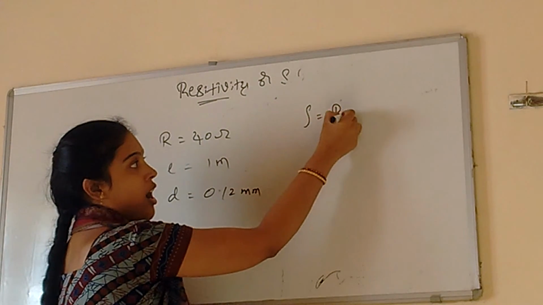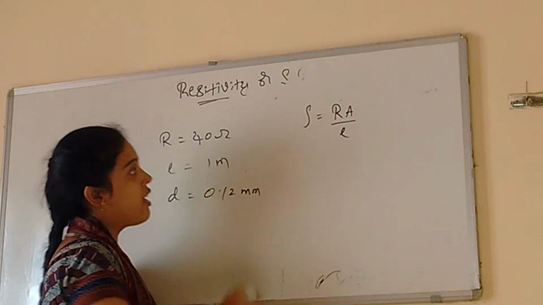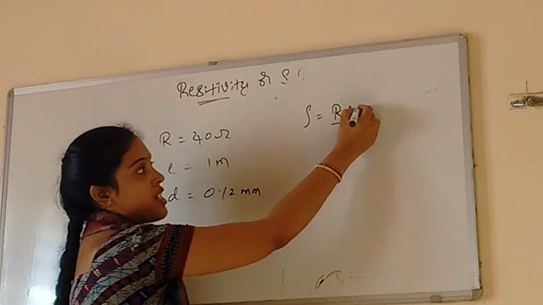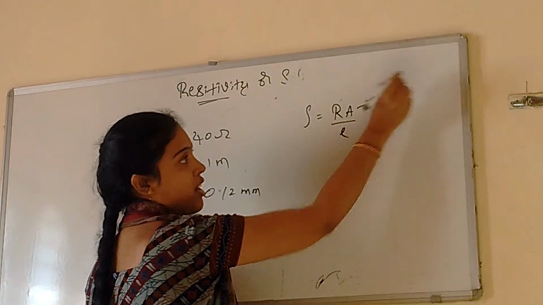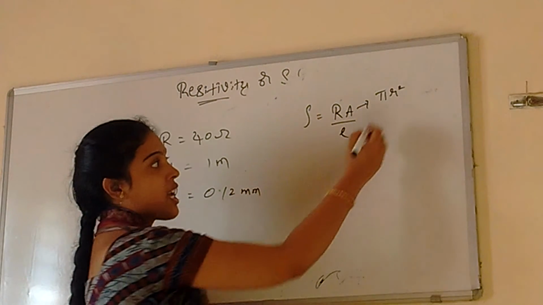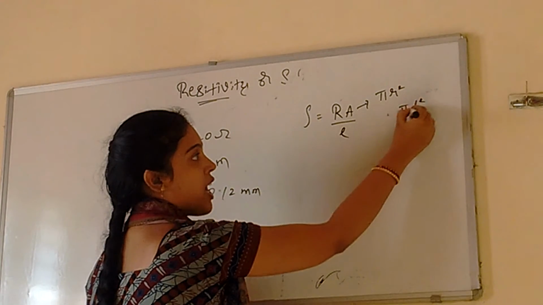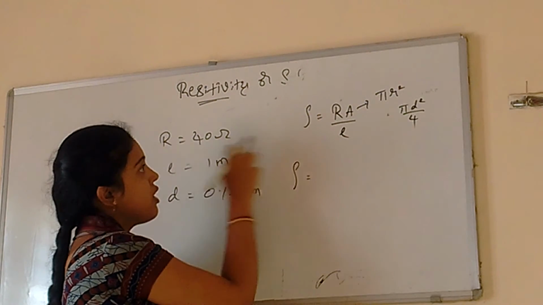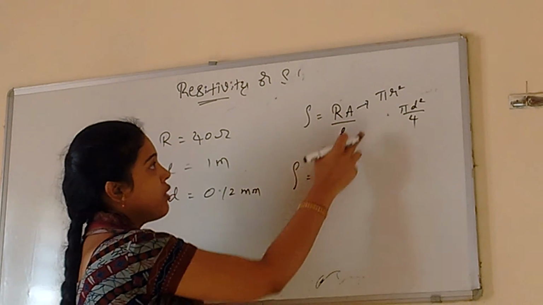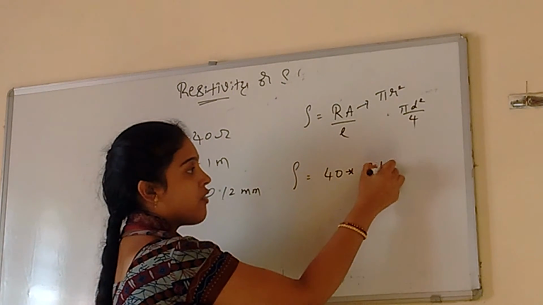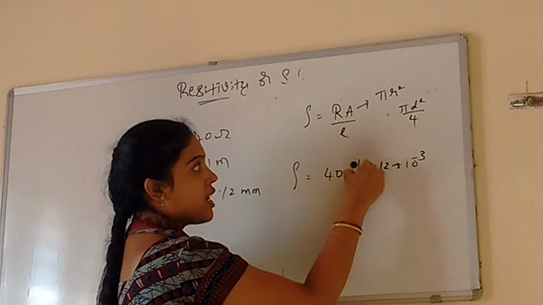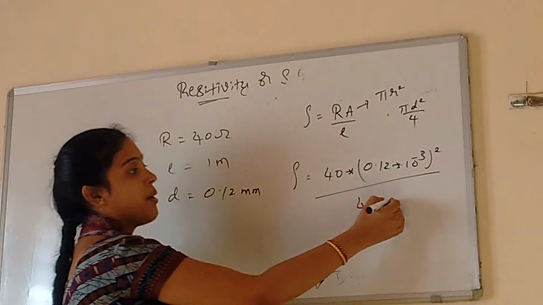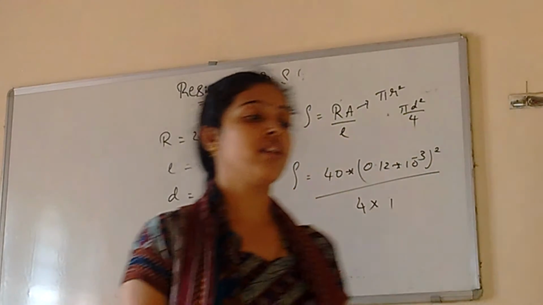So what is the formula? Rho is equal to RA by L, but instead of A they have given the diameter D. So what is A? A is pi R square, or else I can write this as pi D square by 4. So rho is equal to R, 40, into D, 0.12 into 10 to the power minus 3, whole square, divided by 4L, 4 into 1. Find out the answer.